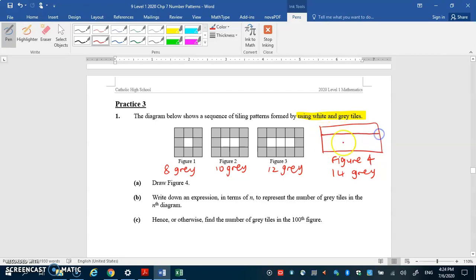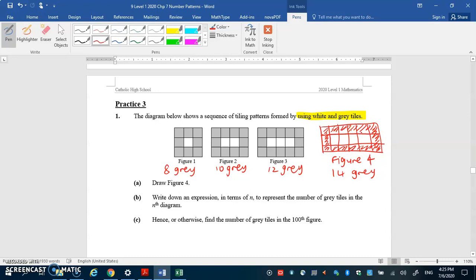Okay. I'm going to divide it into 3 because everything has 3 rows, right? And then this one, 2, 3, 4, 5. I have 4 white in the middle. And then I'm going to start shading this border over here. Okay. 1, 2, 3, 4, 5, 6, 7, 8, 9, 10, 11, 12, 13, 14. So I have 14 grey tiles and 4 white tiles. Okay.